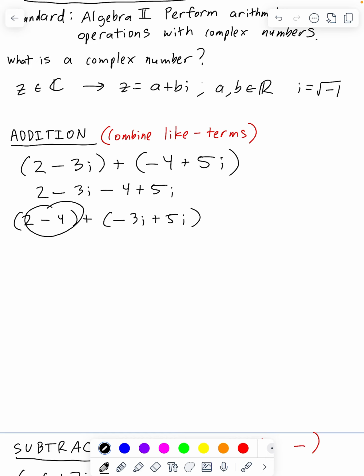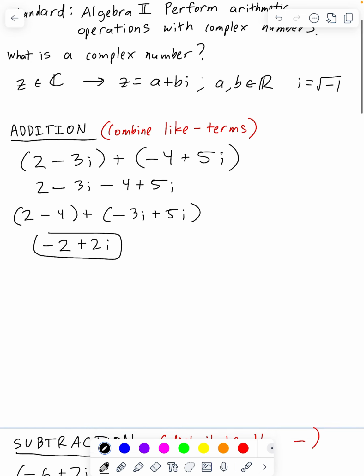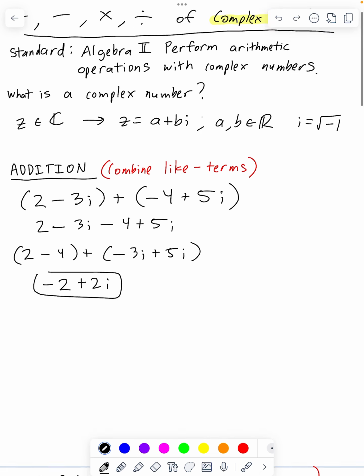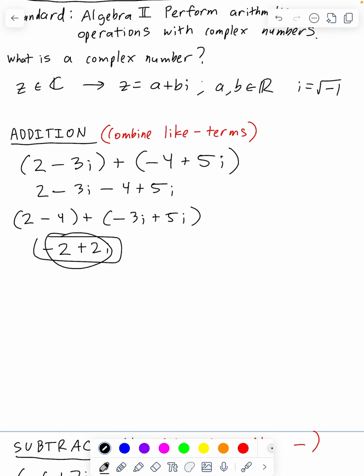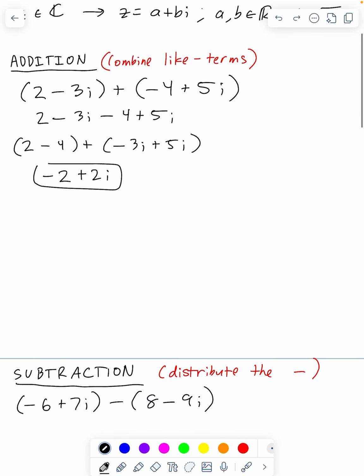So this 2 minus 4 will turn into a -2. And then this negative 3i plus 5i will give us a positive 2i, so -2 plus 2i. This is our answer for adding these two complex numbers together. And again, our solution is also a complex number, of course. There's a real part and there's an imaginary part. That actually means that the set of complex numbers is closed under addition, because the sum that we end up with afterwards is also a complex number. There's no way to add two complex numbers together and get something that's not a complex number.